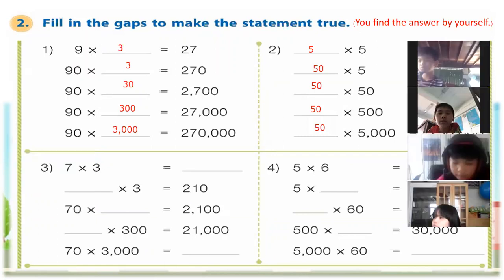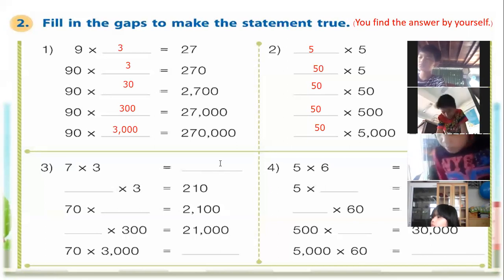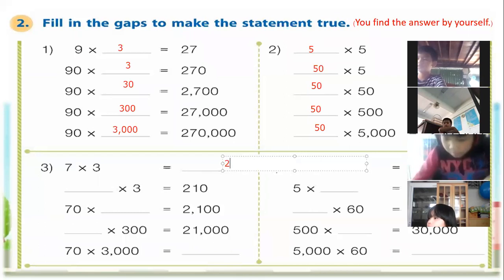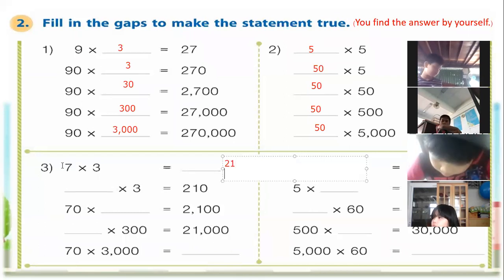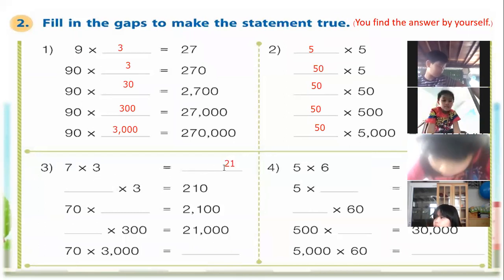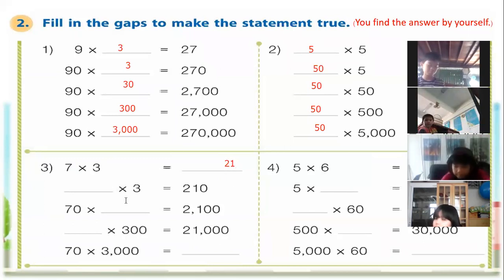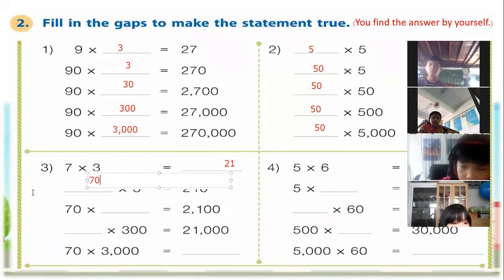Okay, now question number 3. We have 7 multiplied by 3 become how much? 21. Very good. That is the correct answer. 7 multiplied by 3 is equal to 21. Now, how much multiplied by 3 is equal to 210? 70. Okay, 7 tens multiplied by 3 is equal to 210.